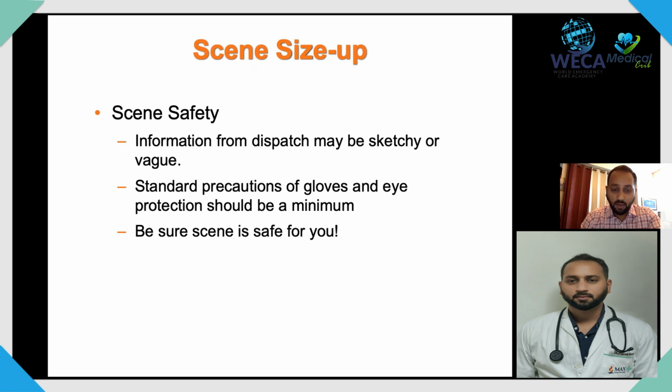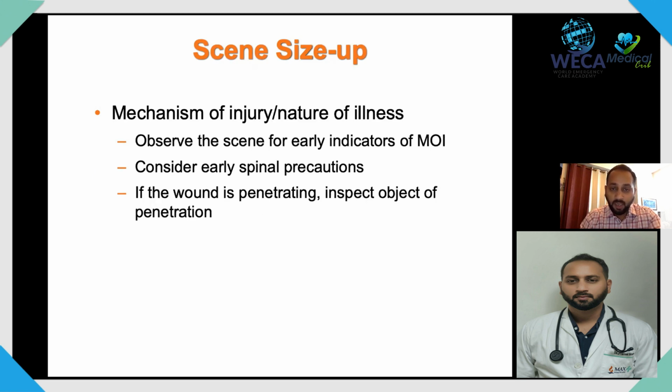Whenever you are at the scene of a road traffic accident or any other scene leading to trauma to a patient, first of all, you need to make sure that the scene is safe for you. The mechanism of injury and the nature of illness, the scene size up, can give us early indicators of the probable modes of injuries. Spinal precautions have to be considered. In case there are penetrating wounds, the object of penetration has to be inspected, and we have to take a clear note of what exactly is causing the injuries.